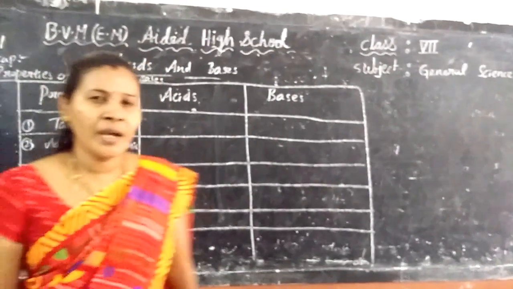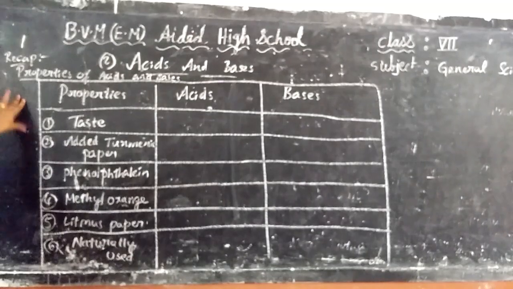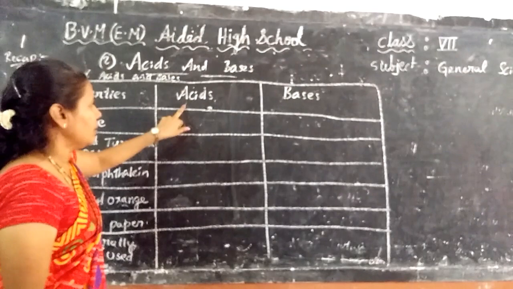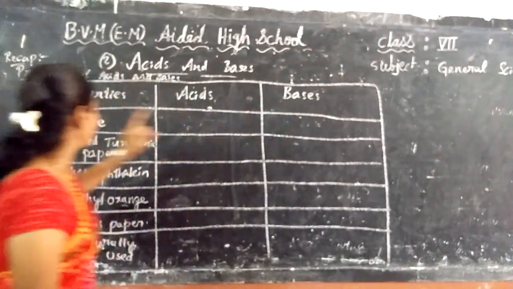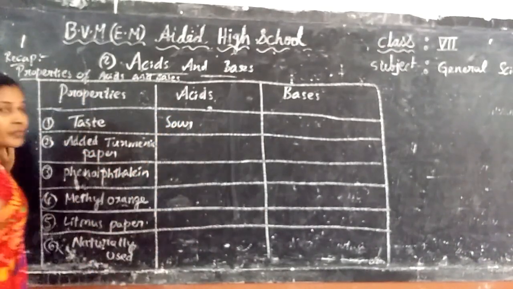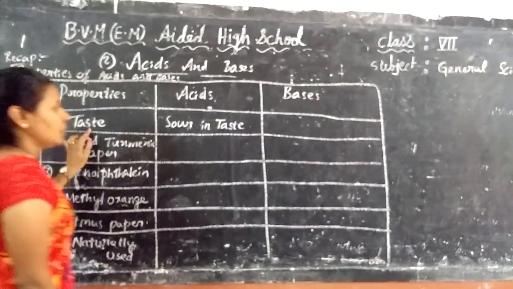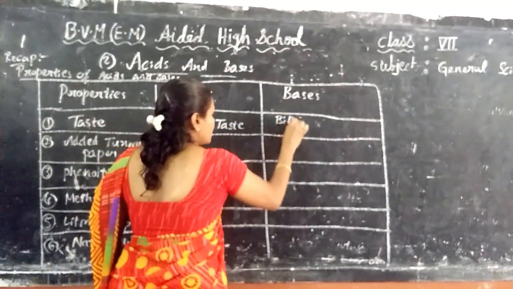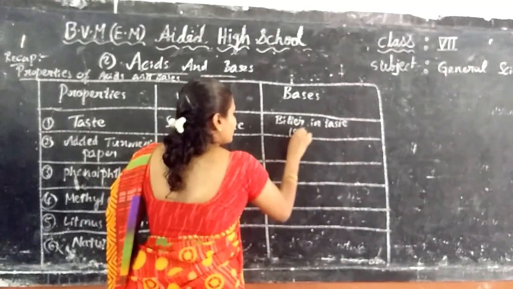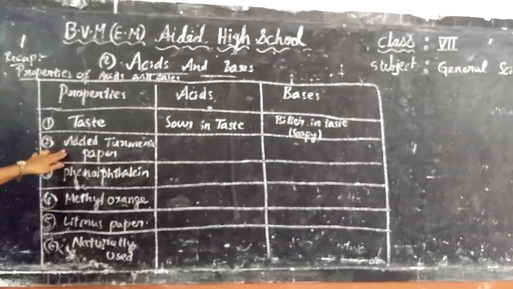Up to now you have listened to the lesson. Now we have to discuss some properties of acids and bases. Properties of acids, properties of bases. First, taste. Taste in acids means sour in taste. And in bases, the taste is bitter. At the same time, bases have a soapy nature.